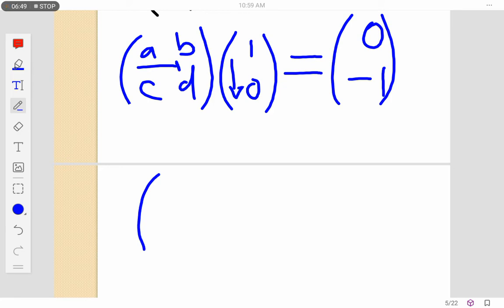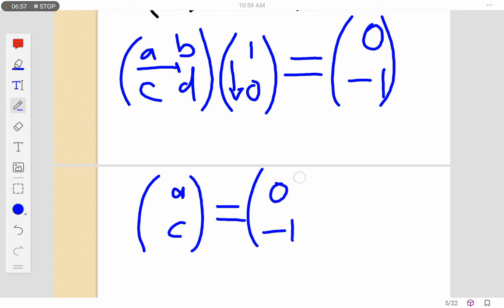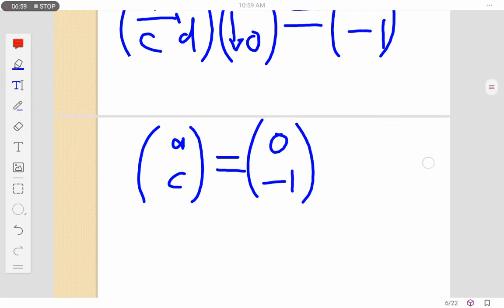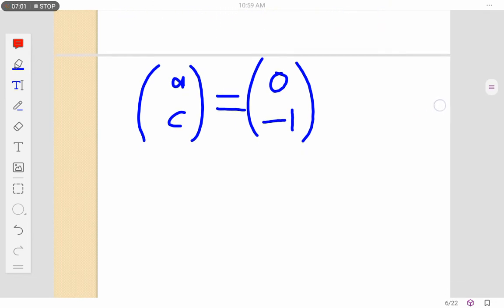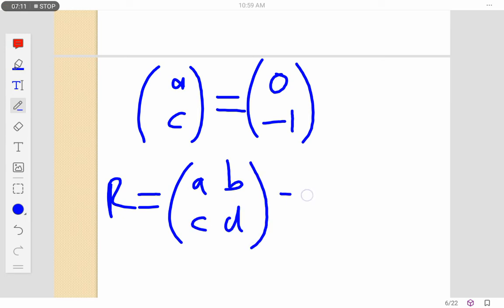I'll get my a and c being equal to 0, minus 1. So at the end of the day, combining all of those items, I'll have my rotation matrix in the form a, b, c, d as 0, 1, minus 1, and 0.